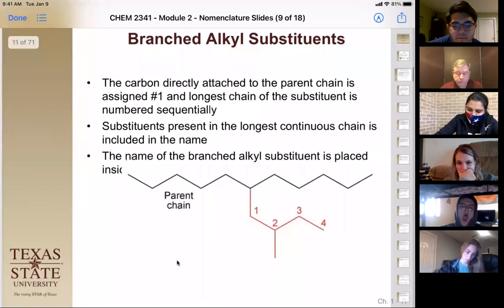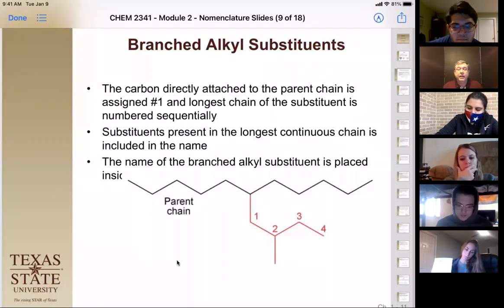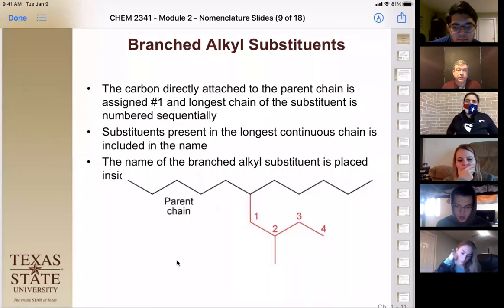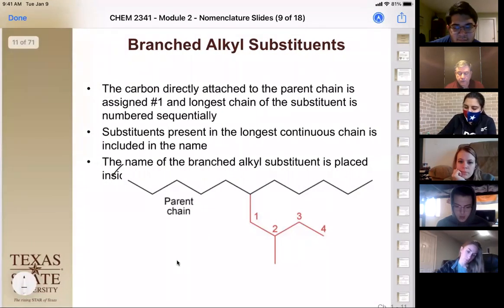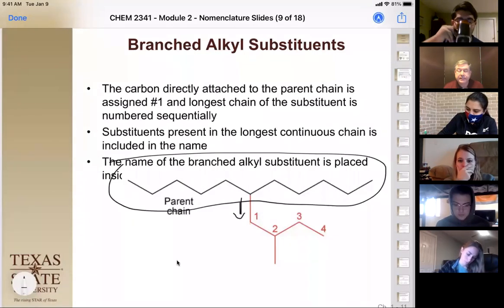So what if you have a branched chain? Well, then you have to pay attention to whether it is a common branched chain or something else. The carbon attached directly to the parent chain is assigned number 1, and the longest chain of those substituents is then numbered from there. So our parent chain right here, we number from the ends. Substituents, we number from where it's connected to that parent chain.